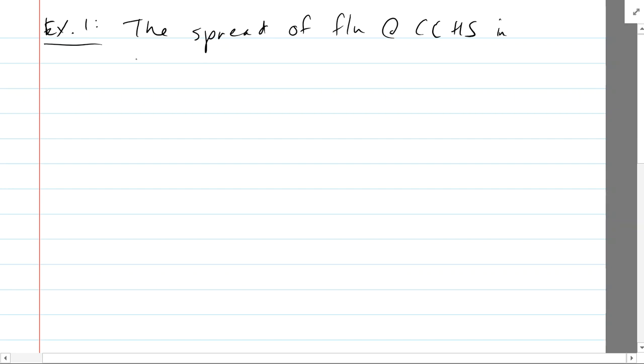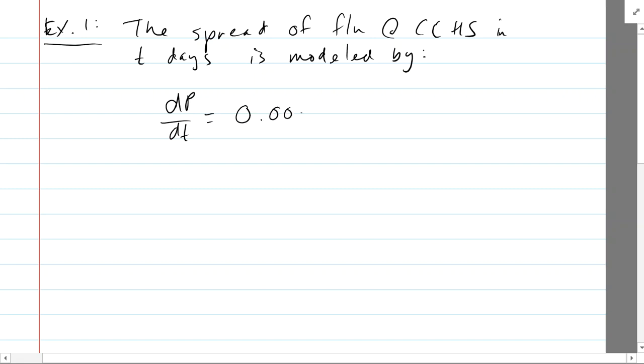In T days is modeled by, and this is the kind of modeling I do, dP/dt. They are giving it to us. I could say this in words, but right now to expedite it, I'm going to just give the equation instead. I could state all of this in words, couldn't I? I could, but right now we need to speed up.